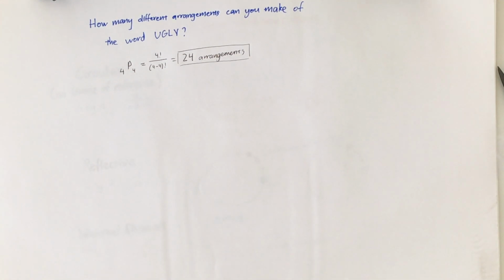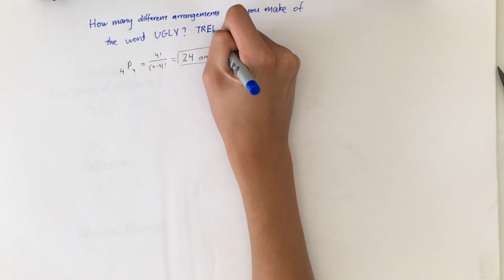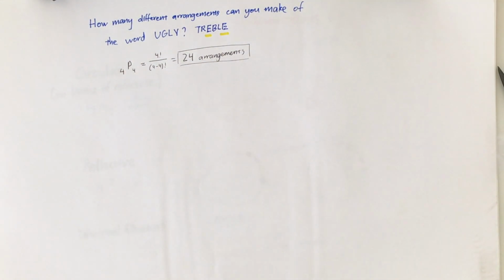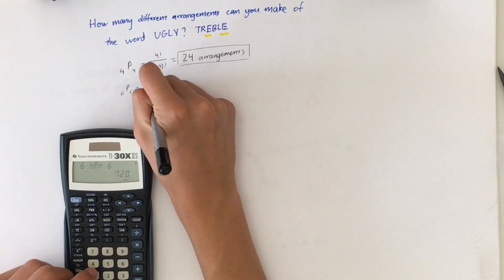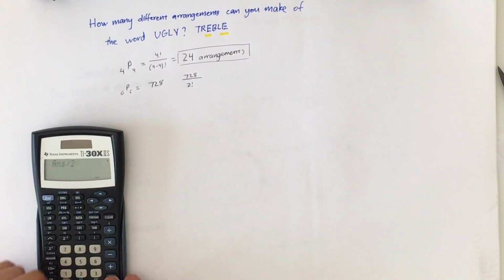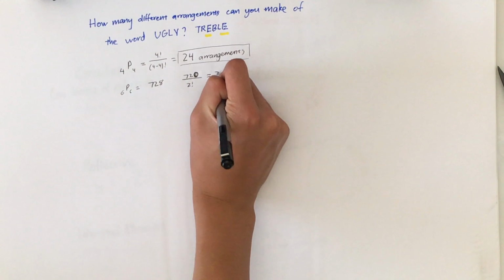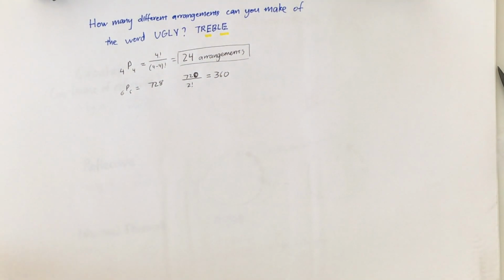How about the word treble? So the word treble has 2 E's, which means that they're identical elements, so we would take the permutation 6 factorial, but we would have to divide it by 2 factorial for the 2 E's. And then that gets 360. Alright, on to the next.